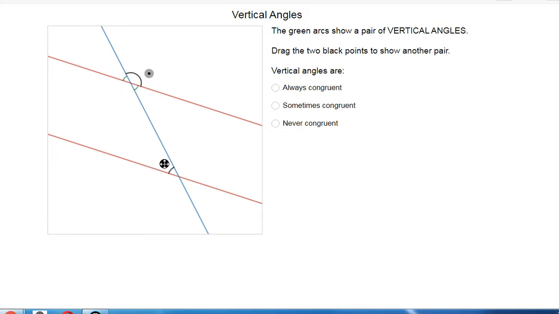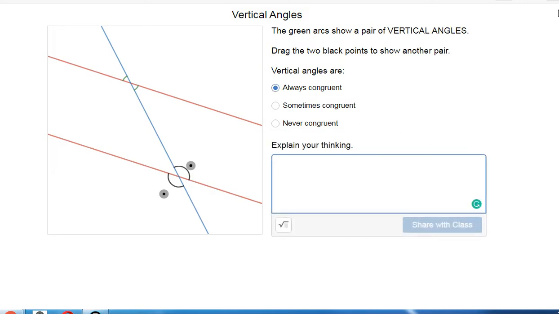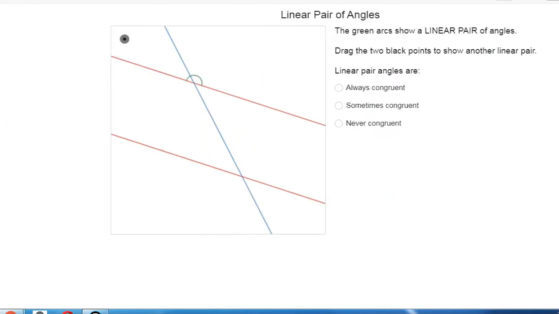I could have taken them down here and said those two are vertical angles because they're across, or these two are vertical angles because they're across, and drag the two points. Let's see, vertical angles are always congruent. Go ahead and just put if the angles are across from each other, they will be congruent or equal.